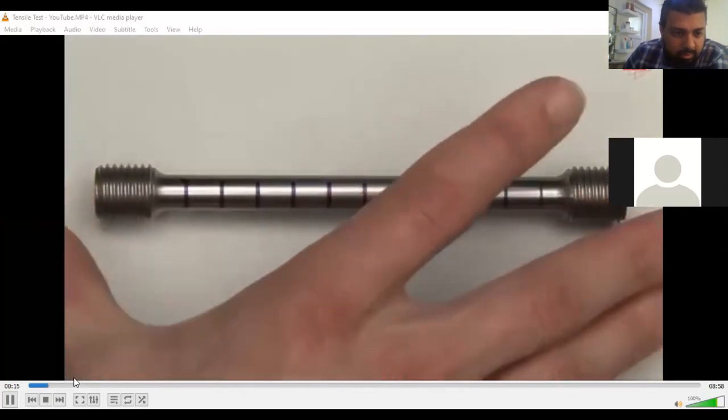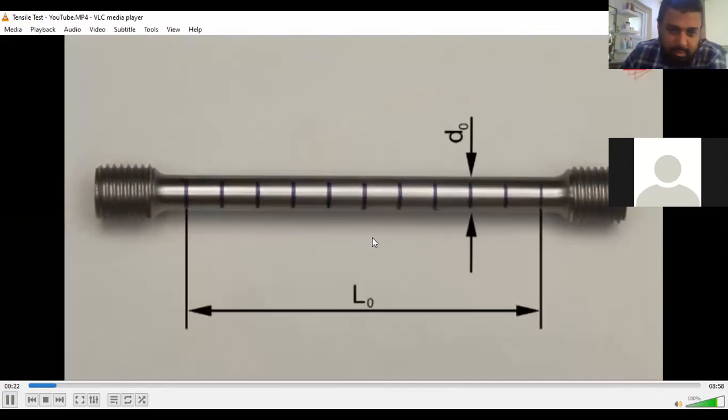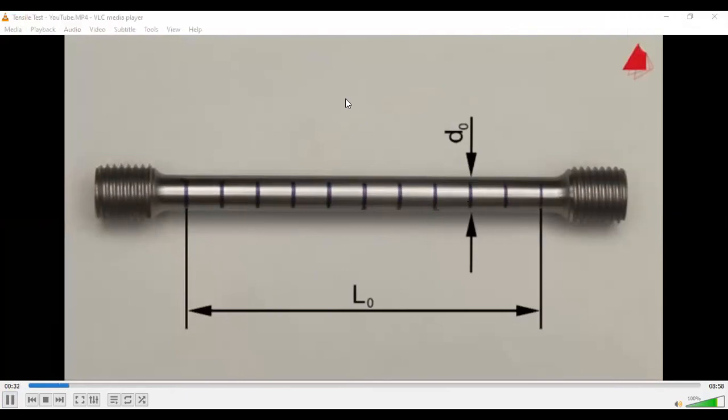This is the test piece. Imagine this is our drill string, the long drill string we are talking about, and see how they are testing its tensile strength. It has a cylindrical test region with an original diameter of 10 millimeters and an original gauge length of 100 millimeters. Within this test region, distance marks have been drawn at regular intervals. They help to visualize and measure the plastic behavior of the specimen.